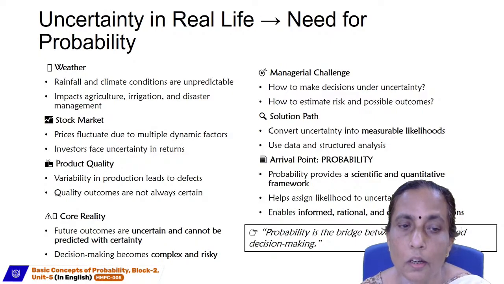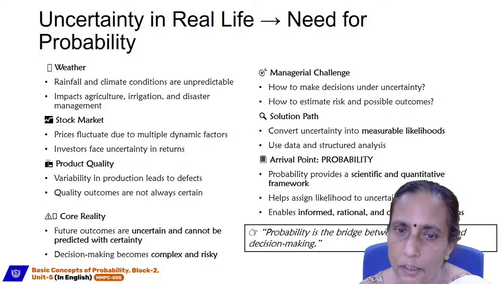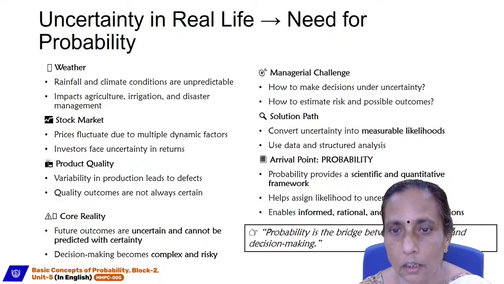One more, maybe your stock market issues like prices that are fluctuating due to dynamic factors, due to which the investors investing in the stock market will be facing uncertainty in the returns that they will be getting on their investments. Similarly, one more situation, maybe the variability in production leads to defects, so the quality outcomes are also not always certain. So these are certain uncertainty problems that basically arise in our real life situations when we are functioning. So the poor reality is the future outcomes are very uncertain and cannot be predicted with certainty.